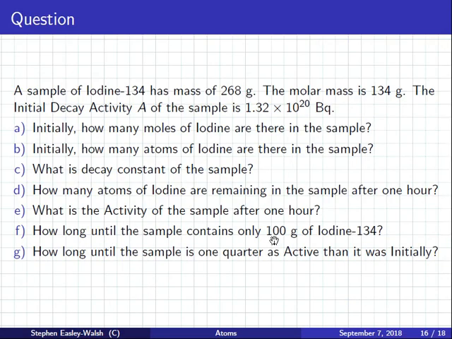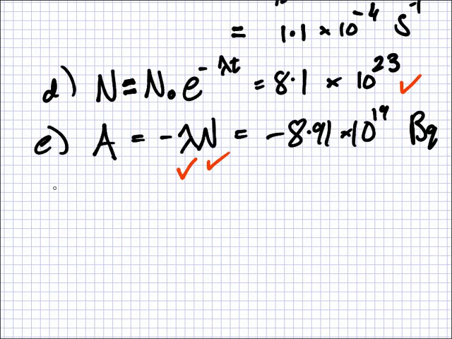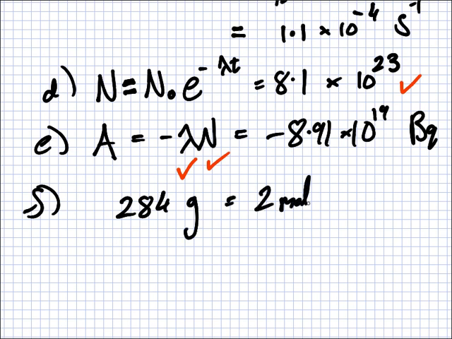How long until you have only 100 grams of iodine? Right, now we need to work out how much that is. So what did we say? 284 grams is what we had at the start, and that's equal to 2 moles. Isn't that what we said? And that's equal to 12.04 times 10 to the 23 atoms. Okay, and I need to know 100 grams. So what do I need to do? I need to multiply this by 100 over 284.